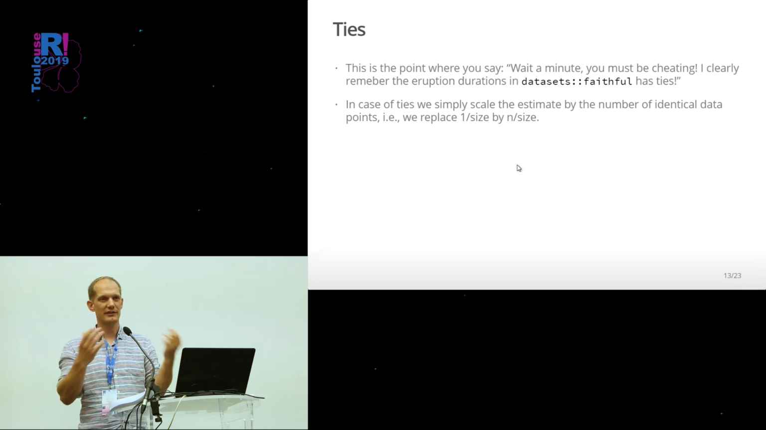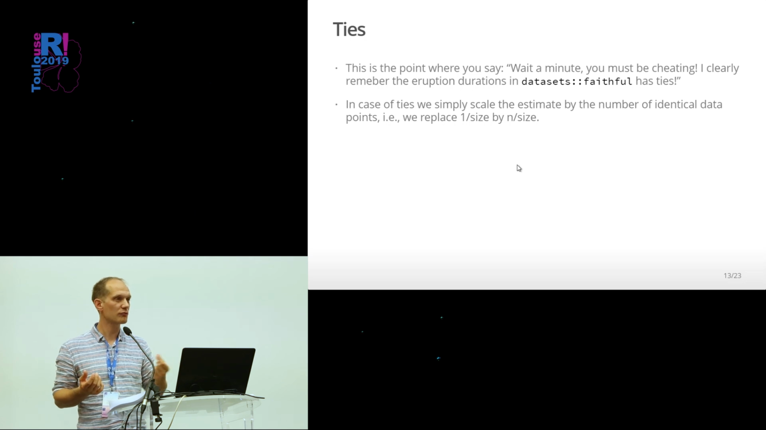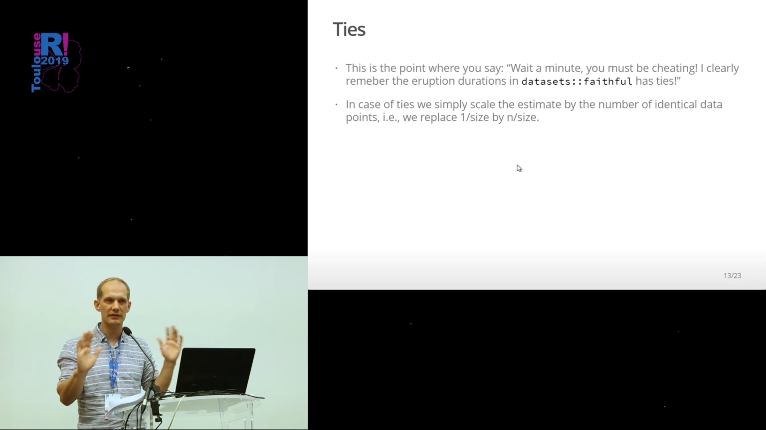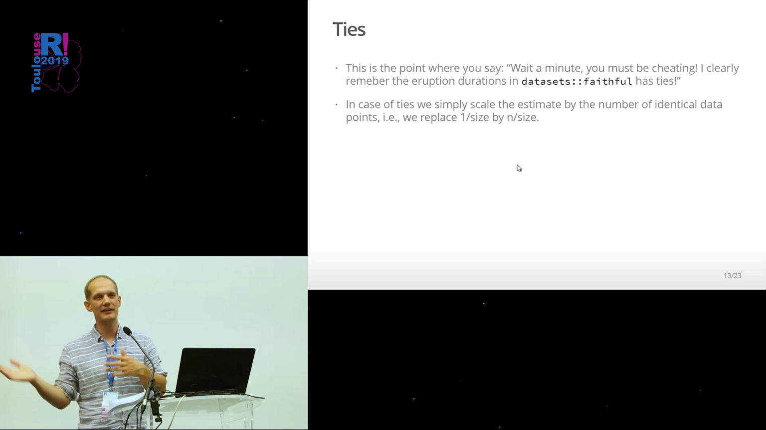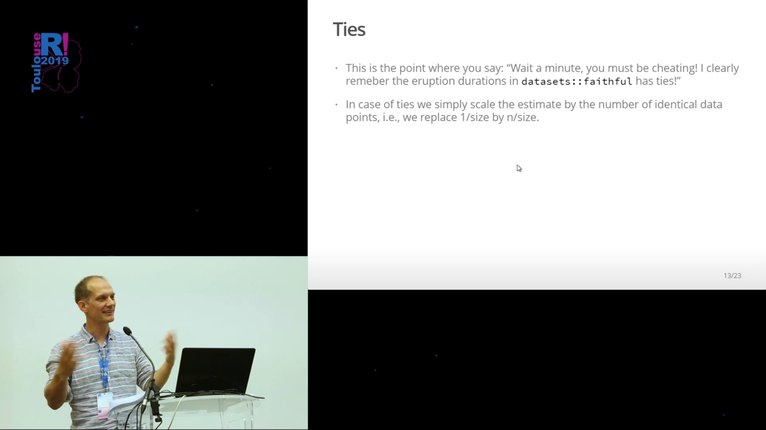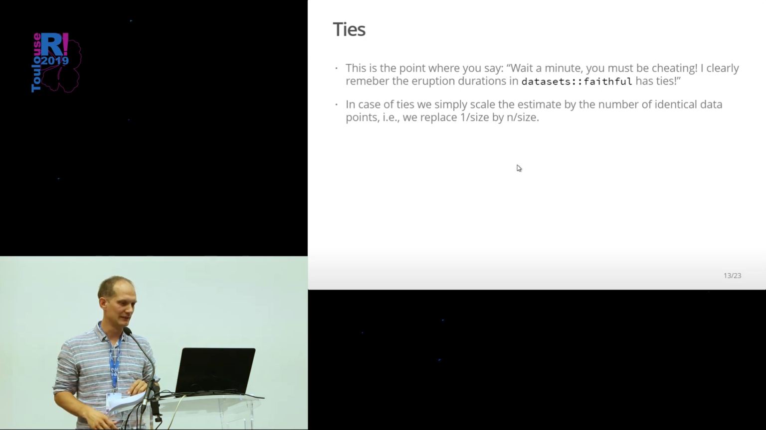The easy approach is just to say, well, then we don't have one data point in that cell, we have two data points. So instead of one divided by the size of the cell, it's two divided by the size of the cell. That's the simple solution. We also tried jittering all the points, but then of course you can get some really, really large intensity estimates. Then again, if you subsample a lot, hopefully you get rid of all the points that are very close to each other, and then your problem is sort of solved.